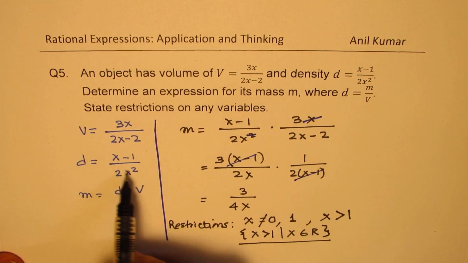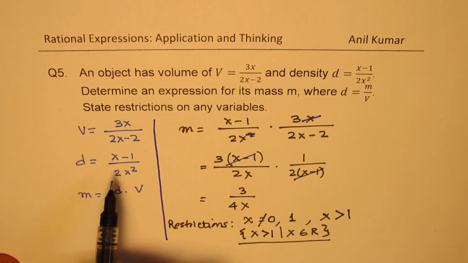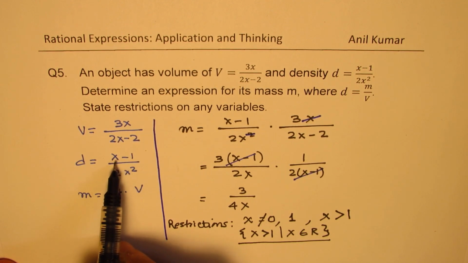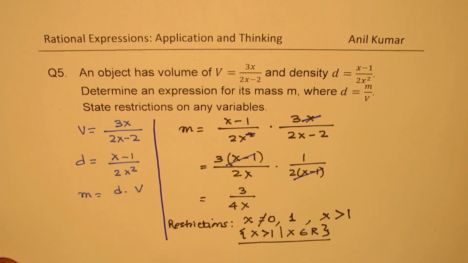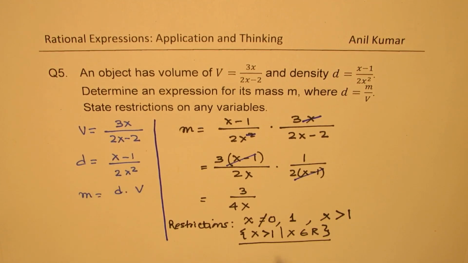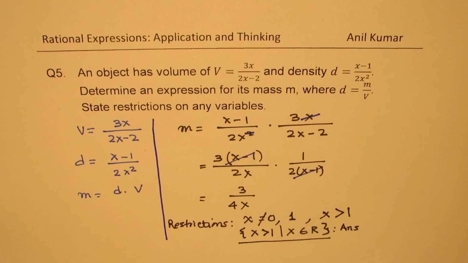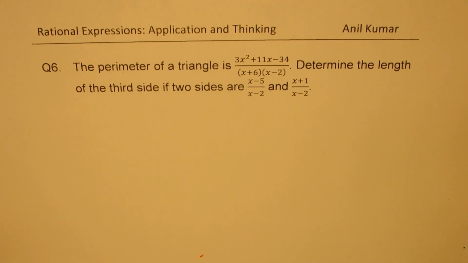Since your density, as you can see here, will be negative if I have a value of x which is less than 1 and greater than 0, right? If this is negative, the density is going to be negative. So in our case, the restriction is that x is greater than 1. So that is our final restriction, right? So that becomes our answer. Is that clear? This is very important to understand this concept, and we are almost at the end.